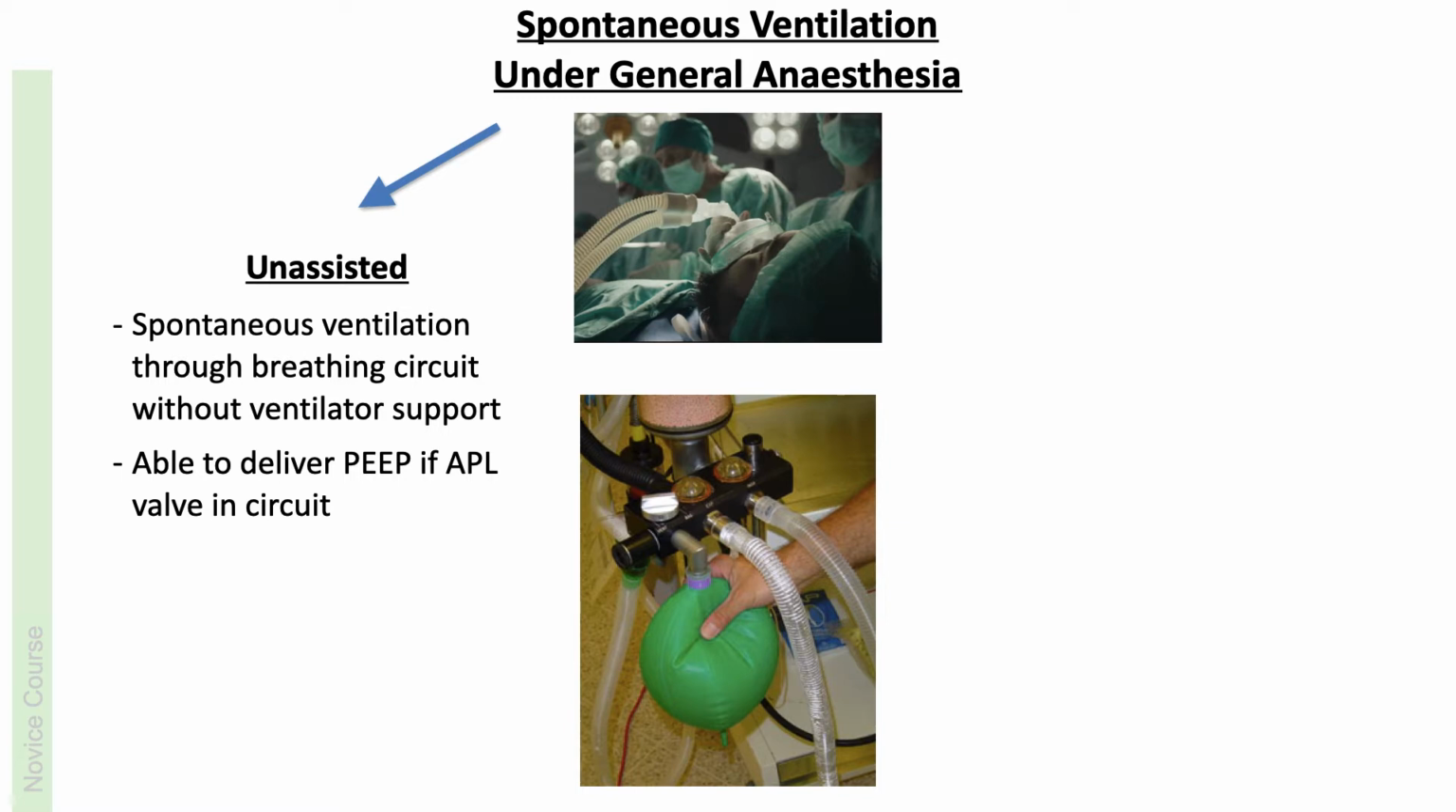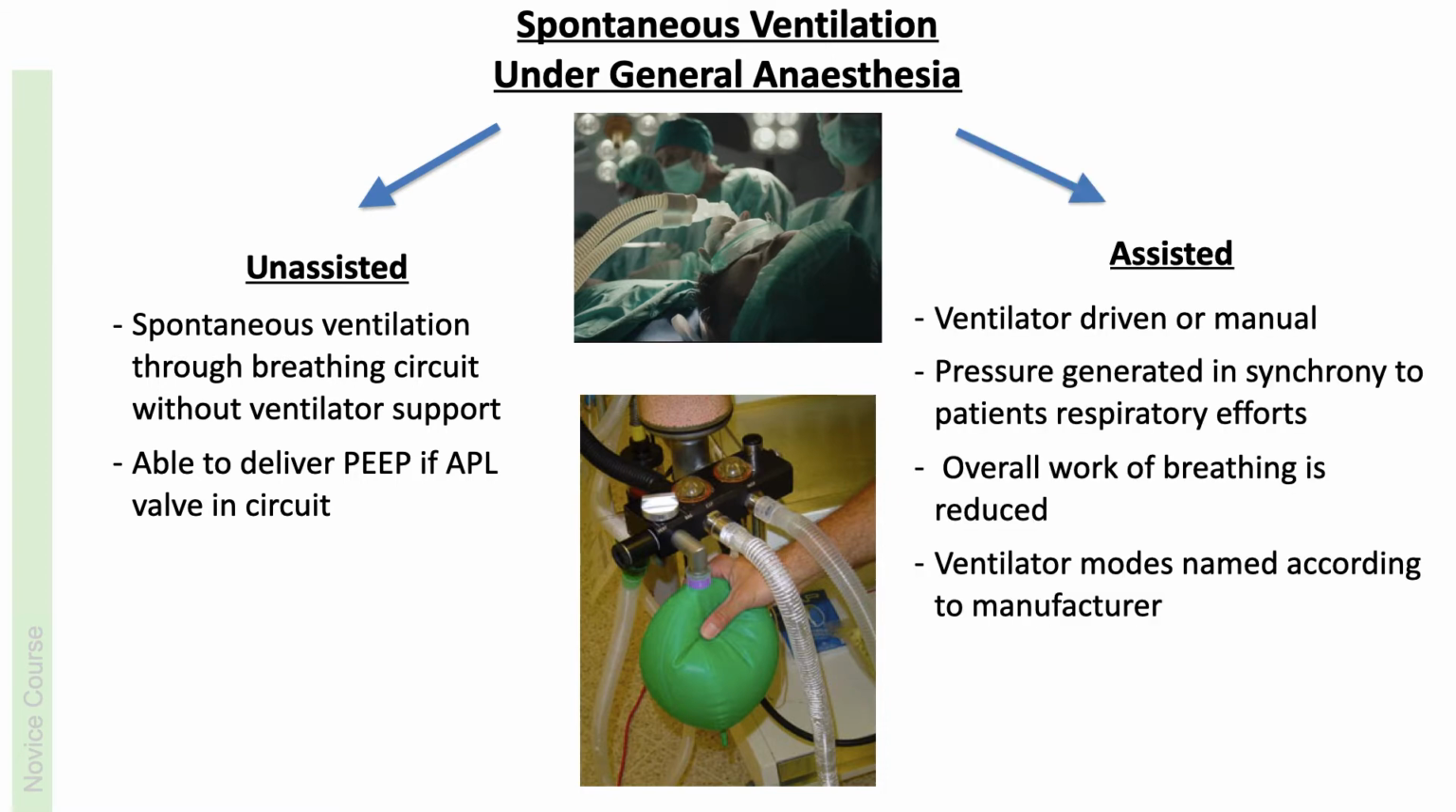As there is no ventilator in this circuit, there's no automatic way of augmenting the patient's breathing. But the presence of an APL, or adjustable pressure limiting valve, in the circuit will allow us to deliver some positive end expiratory pressure. If a patient is spontaneously ventilating under general anaesthetic, this can also be assisted. So this is where the patient is initiating breaths, but these are supported either by a ventilator or manually.